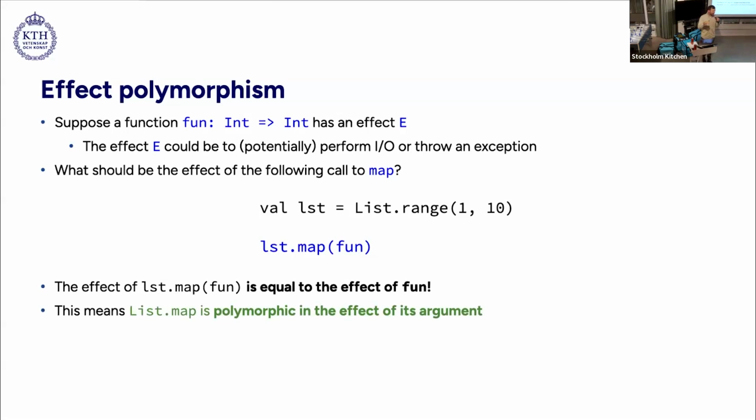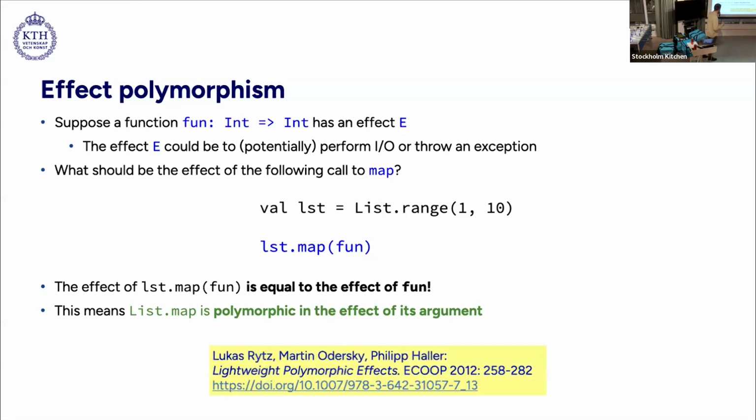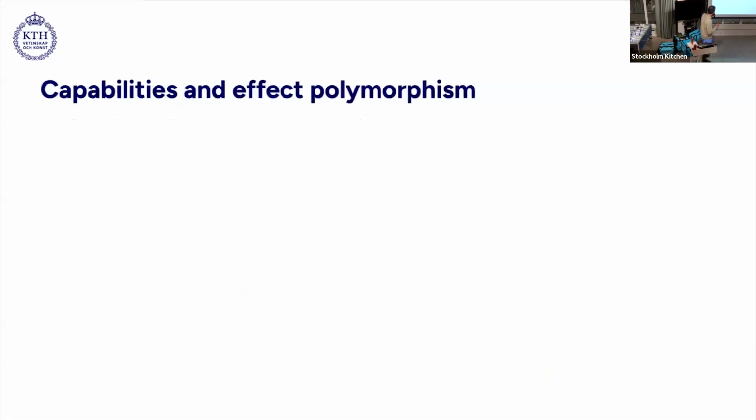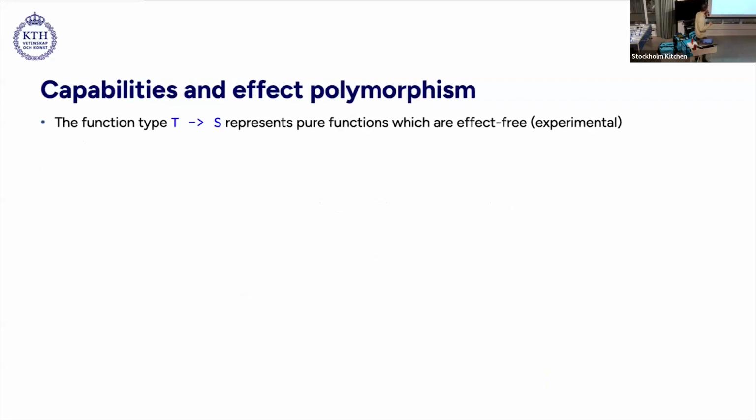So now you can go around and tell people that you know what effect polymorphism is, and they will think you're super smart. But this is super useful because it means we can reuse list.map and so on. If you want to read more, here's a reference you can have a look at. We wrote a paper about this a while ago. But how do capabilities support this? In the experimental Scala 3 feature called capture checking, there's a new function type with a single arrow here, and that represents pure functions.